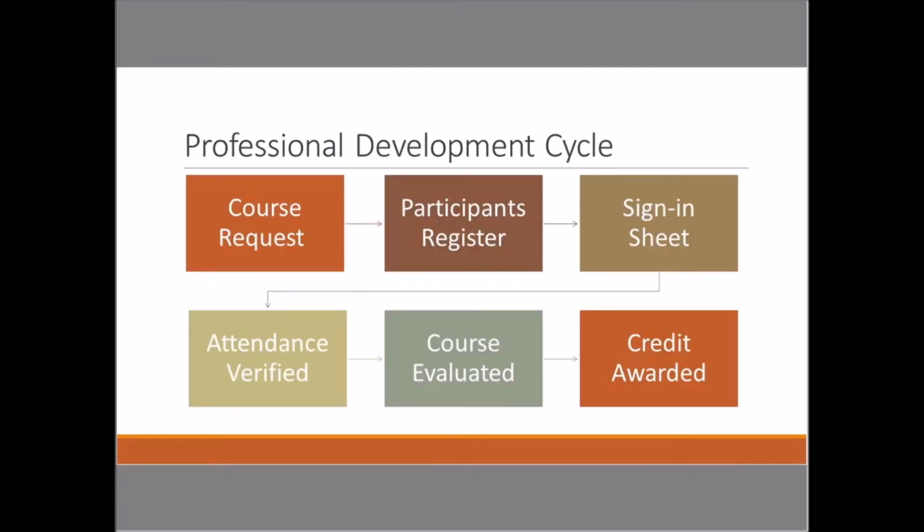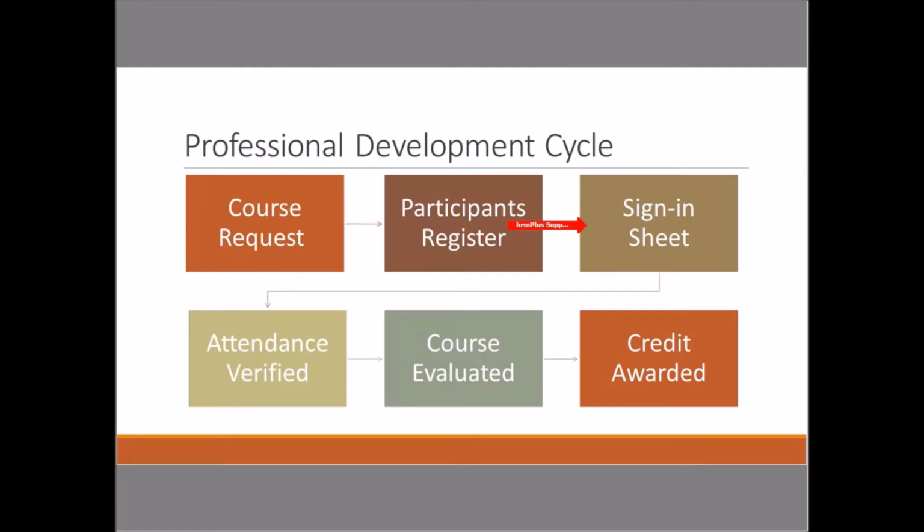Okay, so I look at professional development kind of as a process or a cycle, and it begins with the course request, and it always ends with awarding credit. And then there's all these things that happen in between, and they don't necessarily happen in this order. They can go back and forth, but the beginning is the course request and the end is the credit. Typically a course is submitted, it's approved, then you have your participants register, and then the day of the class shows up, so you print your sign-in sheet.